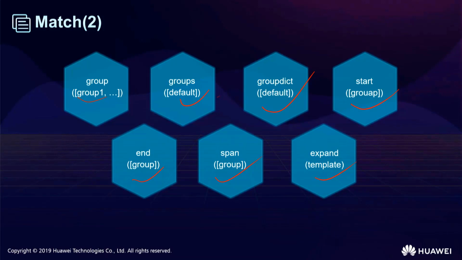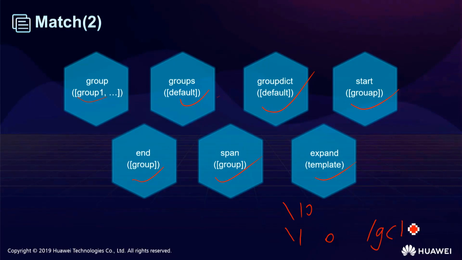In the template, \id or \g<id>, the group IDs or the group names can be used for reference, but the number 0 can't be used. \id is equivalent to \g<id>, but \10 will be considered as the 10th group. If you want to express \1 followed by the character 0, you can only use \g<1>0.